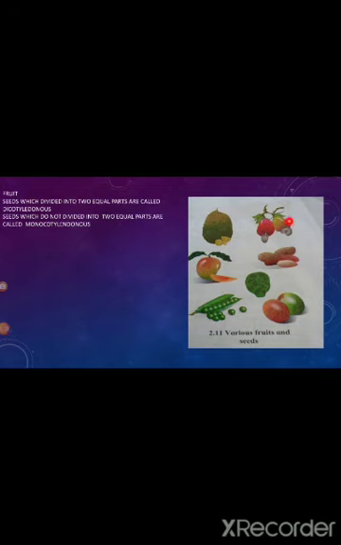So if the seed is dicotyledonous, the plants have taproots, and when the seed is monocotyledonous, the plants have fibrous roots.